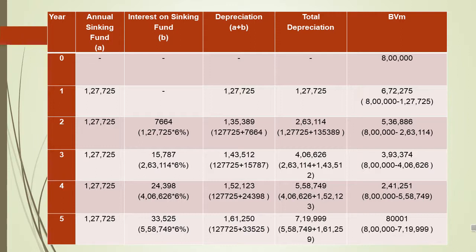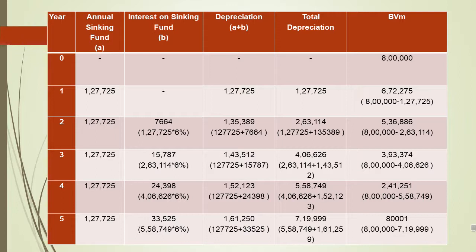The value I have got is 1,27,725. So I will write it for every year, 1 to 5, and interest for that will be nil. There will be no interest for B, interest on sinking fund. Later on you have to include it.